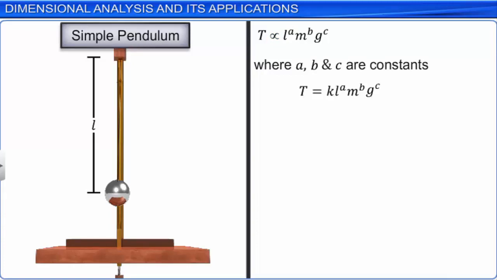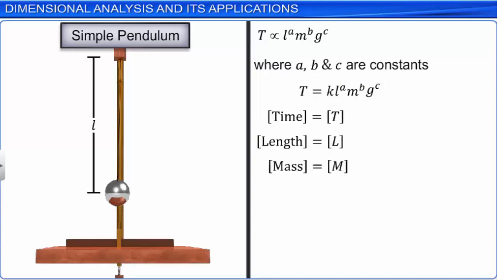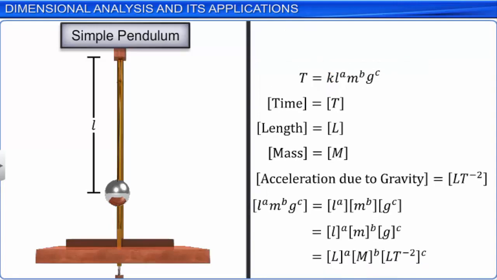We now need to find the values of a, b and c using dimensions of the physical quantities on both sides of the equation. The dimensional formula for time is T. The dimensional formula for length is L. The dimensional formula for mass is M. The dimensional formula for acceleration due to gravity is LT power minus 2. The constant does not have any dimensions. Hence, the dimensional formula of the quantities on the right side of the equation is simplified as shown. Let this be equation 1.